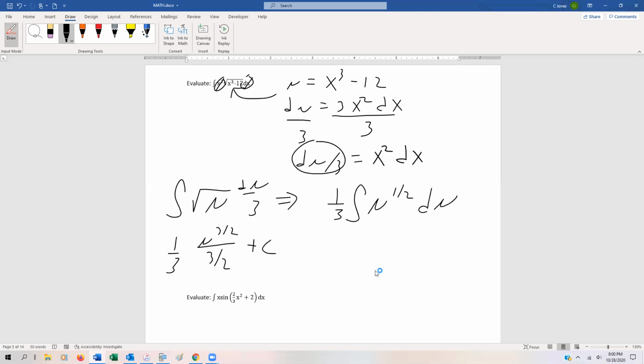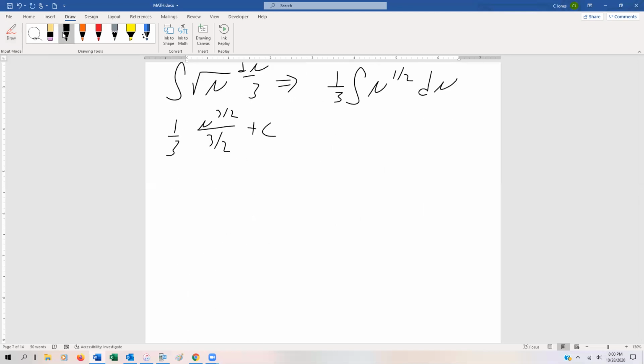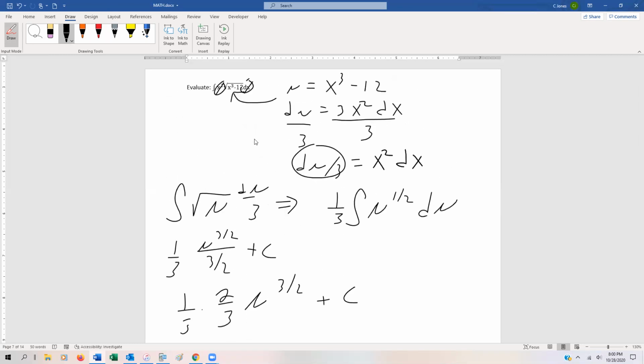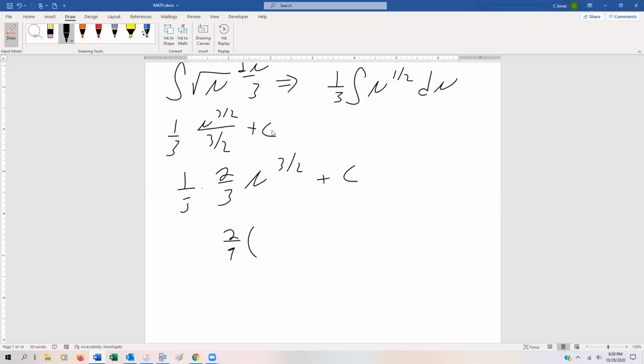Now we're going to be careful with our algebra here, because we're going to have to do a little bit of work to get to our answer. One thing you probably remember is that when you divide by a fraction, you multiply by the reciprocal. And then we can just rewrite this as 2/9. And then I'm also going to substitute for u. Remember, u was x cubed minus 12, excuse me. We still have the 3/2 power plus c.